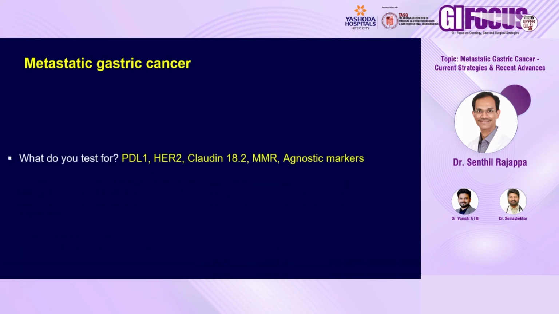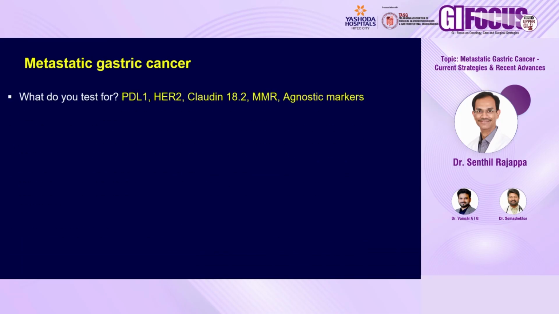So to put all of this together, let's do a Q&A. What do you test for? Those are the lists. Now, what's an agnostic marker? An agnostic marker is something that you test for which works across indications. It works in stomach, it works in colon, it works in pancreas, and so on and so forth. So there is a set of markers called agnostic markers, which again you can test for.